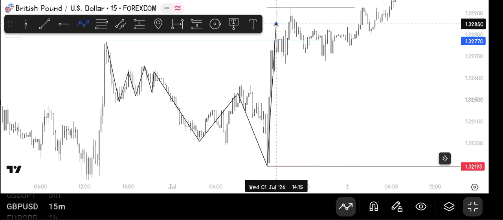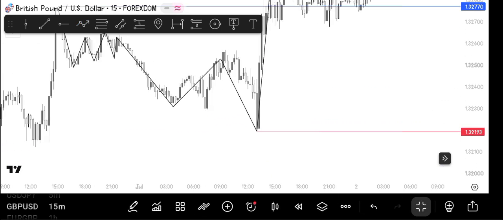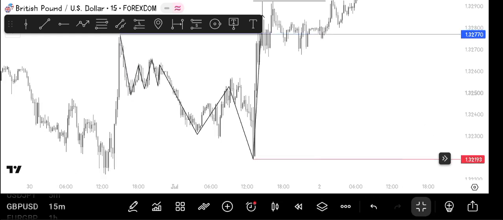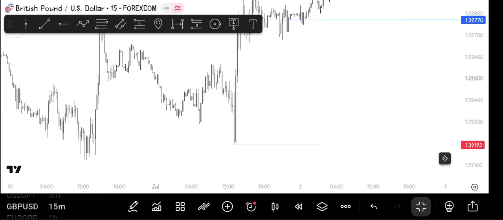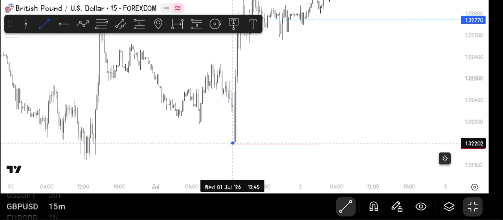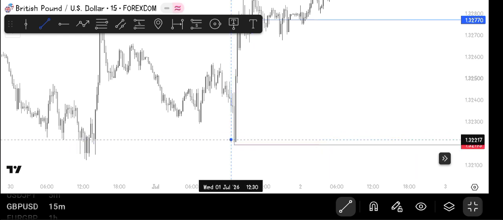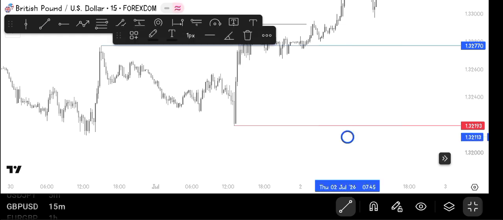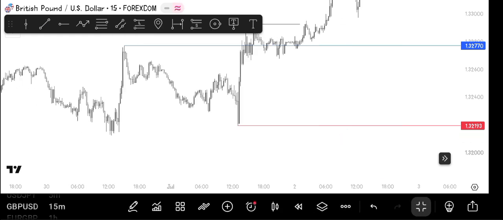Now this is the last low that gave us this break of structure to the upside. So this is our low. We now mark this as our low, and we wait till price gives us another pullback and we can call it a high once again.